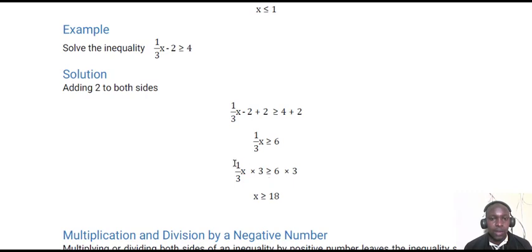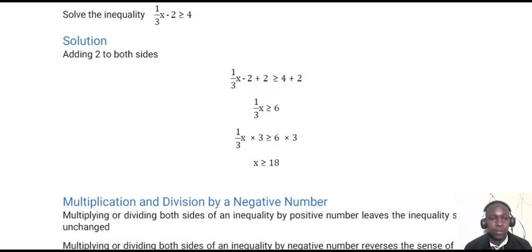If you want to remain with x here, this one is a third. To eliminate this third, you multiply both sides by the reciprocal of one third, that is 3. So we get x is greater than or equal to 18. That's how simple it is.